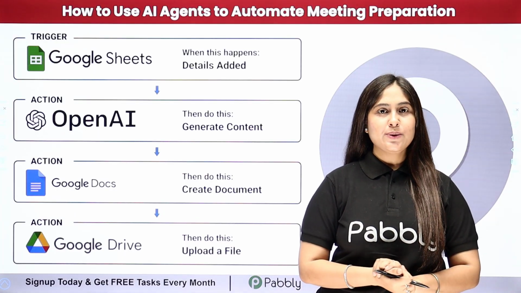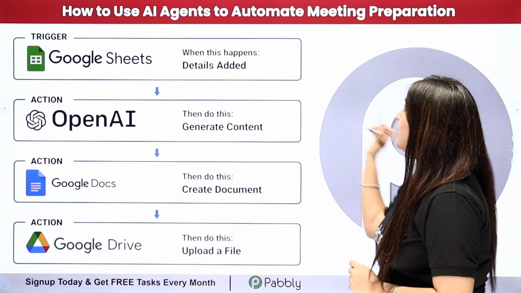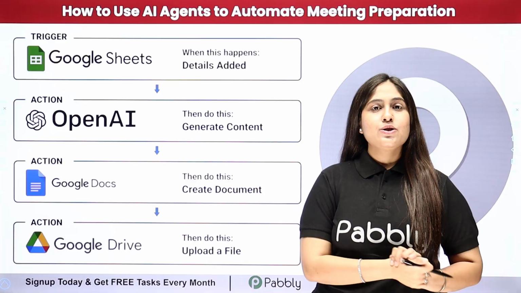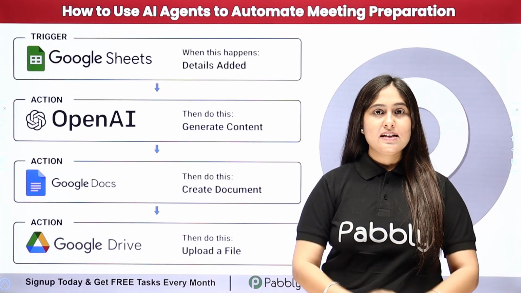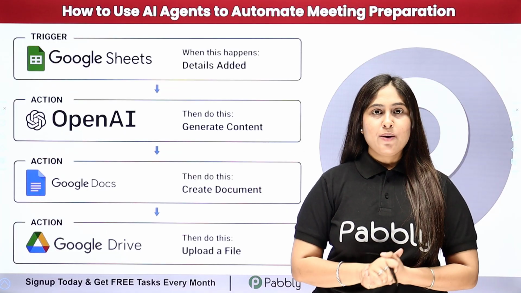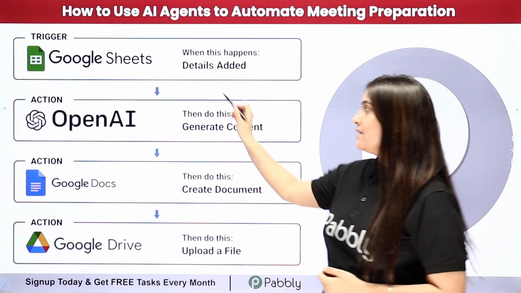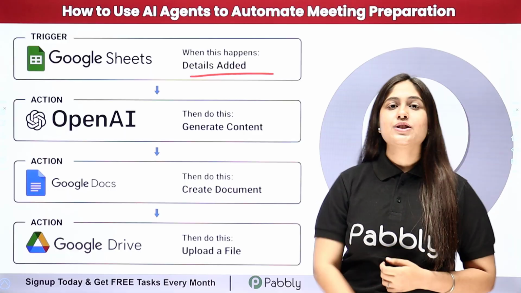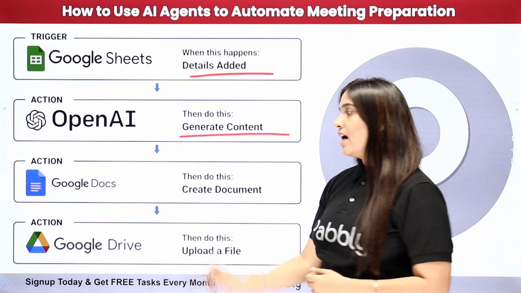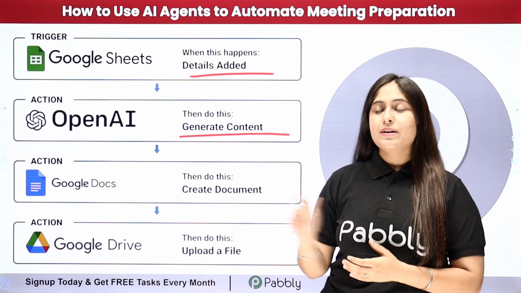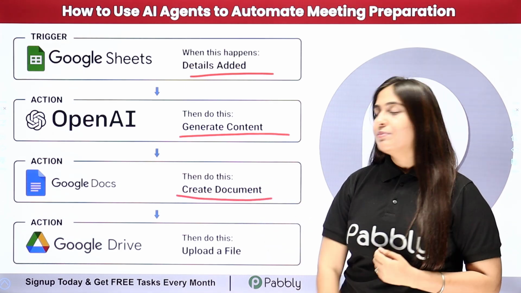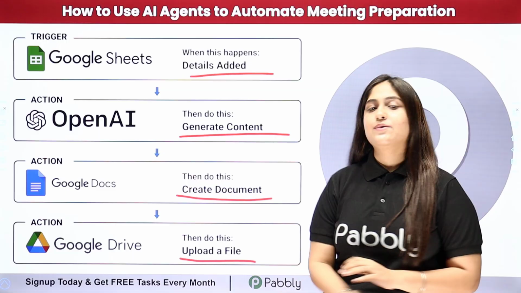In this video, we are going to understand how to use AI agents to automate meeting preparation. So I often need to manage all the meeting agendas for my business, and now I've planned to automate the entire process by simply adding the new details in my Google Sheets, and then I want that using those details, OpenAI should generate the content for my meeting agenda, and then it should create a document for the same, and after creating a document, automatically that document should be uploaded in my Google Drive under a specific folder.